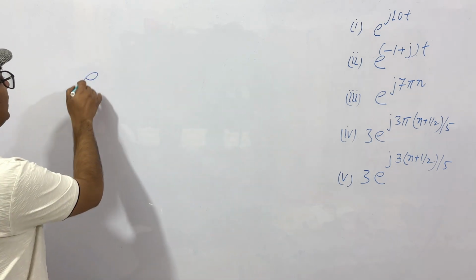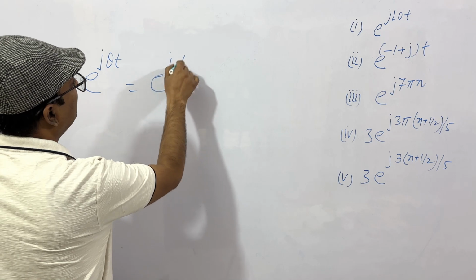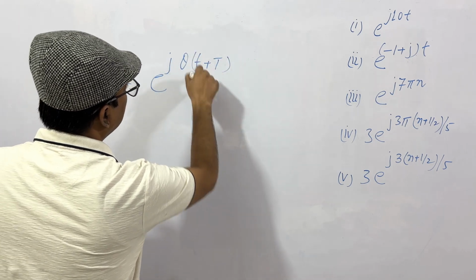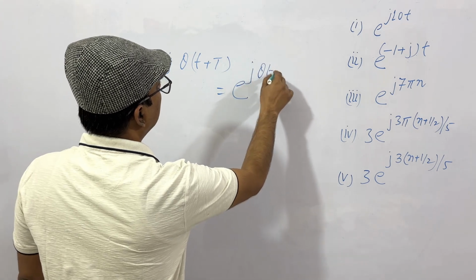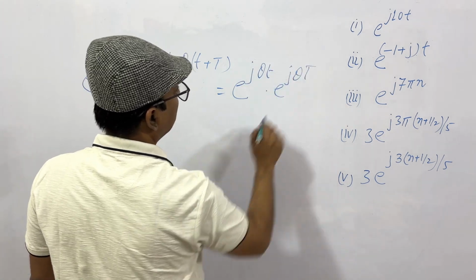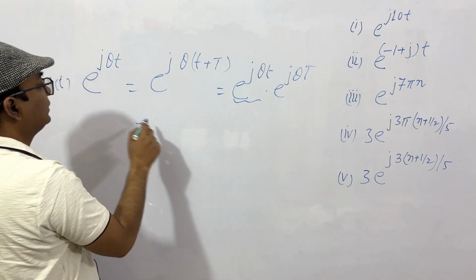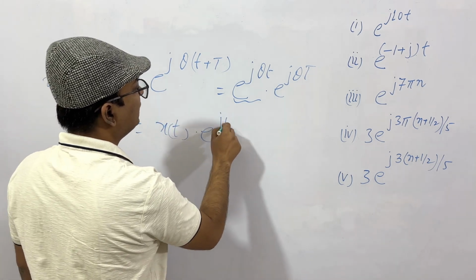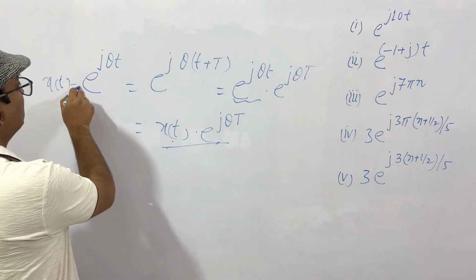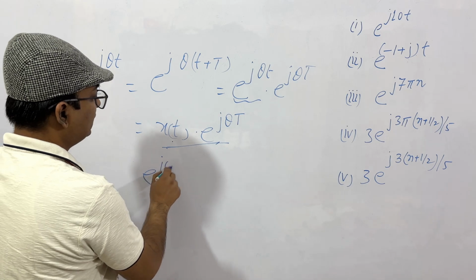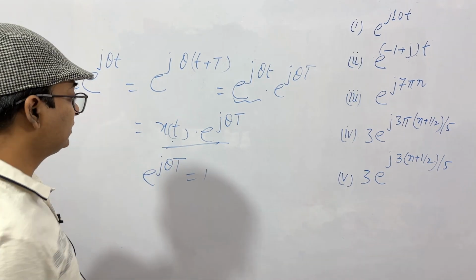In case of e to the power j theta t, what do we do? If we have to find the time period, we'll expand it like this: e to the power j theta t into e to the power j theta capital T. Now this is the original function, that is, if this is x(t), this is the original function into e to the power j theta t. Now this is possible only when e to the power j theta capital T is equal to 1. This is the condition for the signal to be periodic.